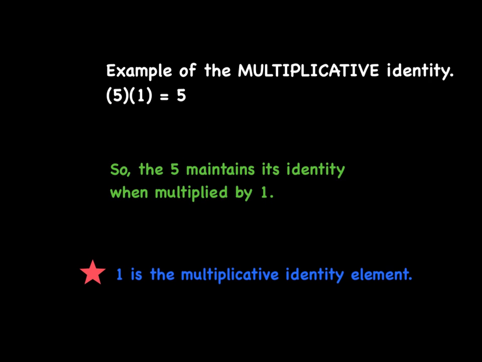Let's look at an example of the multiplicative identity. What number do you think, when multiplied by a real number, will result in the same real number? Well, let's look at 5 times 1. 5 times 1 equals 5. So the 5 maintains its identity when multiplied by 1. So the multiplicative identity element is 1. Any real number when multiplied by 1 equals the same real number.